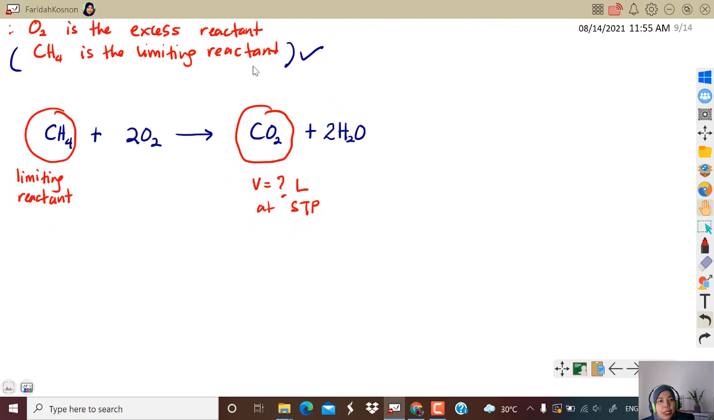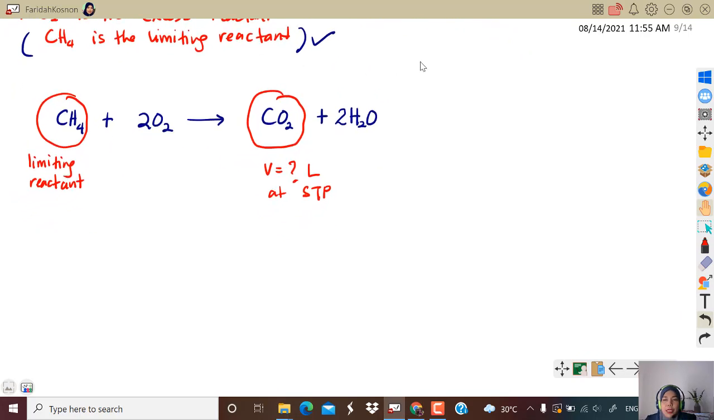Okay, so now by using limiting reactant information, dengan menggunakan maklumat limiting reactant, kita buat comparison. From the equation, okay, 1 mole of methane produces 1 mole of carbon dioxide. Okay, yang ini saya nak emphasize sekali lagi, bila kita nak buat perkadaran, yang ini memang dari balance chemical equation, tak ada masalah. Tapi mole, berapa mole yang kita nak tulis kat sini adalah mole available yang diberikan kepada kita.